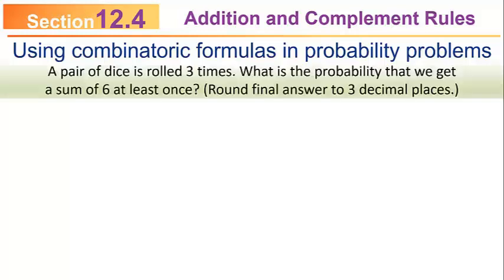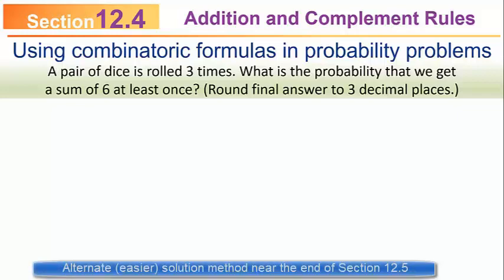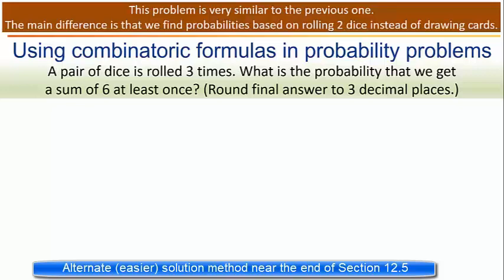How about this? A pair of dice is rolled 3 times. What is the probability we get a sum of 6 at least once? And this time, they're not asking for a percent answer, but they do want the final decimal rounded to 3 decimal places. We worked a problem similar to this before, except that we didn't roll a pair of dice, we just rolled 1 die. But I do want to go back and remind you of all those similarities.